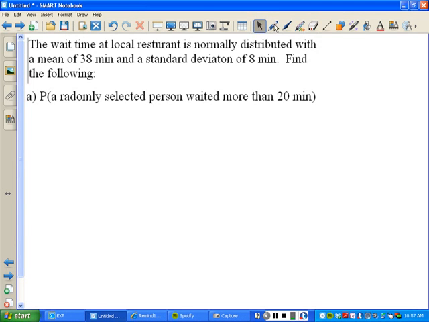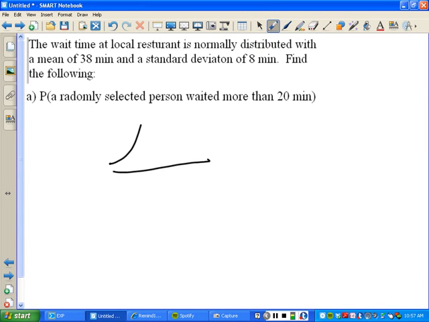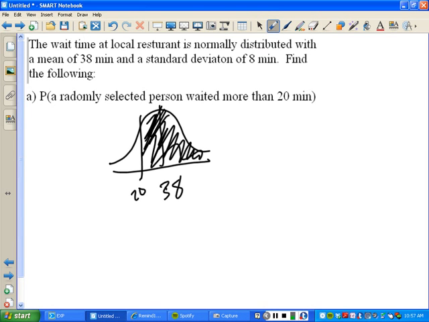So in order to do that, you would simply need to, first of all, draw your little picture here. Write your 38 in the middle. That mean always goes in the middle. More than 20. 20 is on the left-hand side, so that's here. Going more than 20 is this area here. And so you're going to do 20 minus 38 divided by 8.